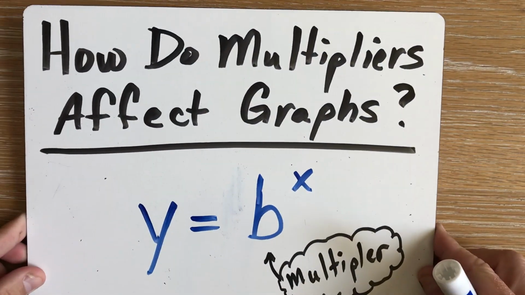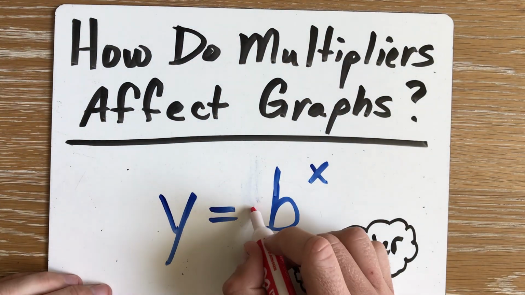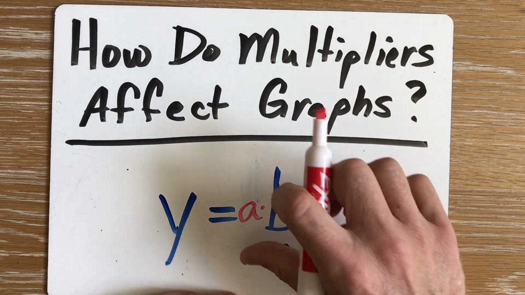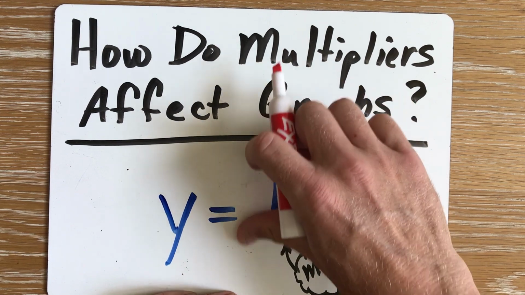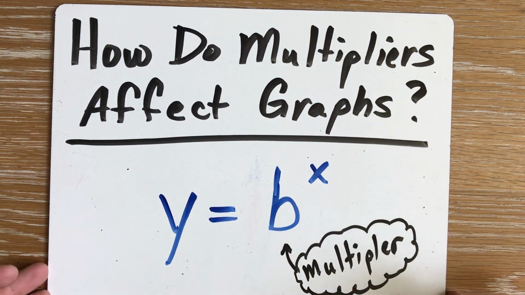Now, moving on to how these things affect how multipliers change exponential graphs. We're used to seeing in the past y equals some starting value times a multiplier, right? But all we're going to do is focus on just the b value, or the multiplier. So if we focus on just this number, we're going to see how numbers that we put in here change how the graph's going to look. So let's start by looking at a few examples here.